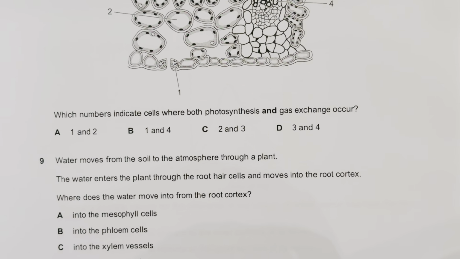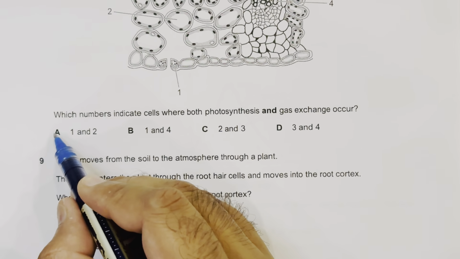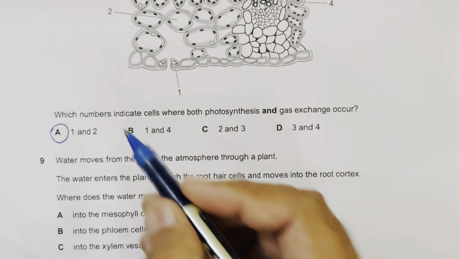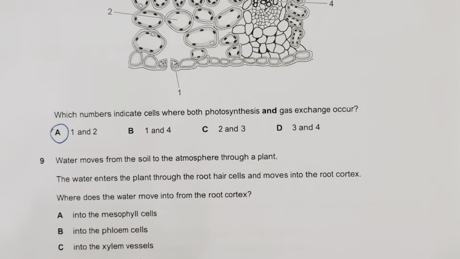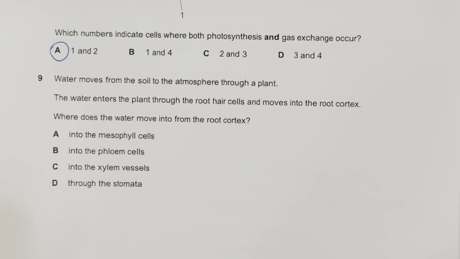Which number indicates where photosynthesis and gas exchange occur? We know that photosynthesis occurs in the guard cells and mesophyll cells. So option A is the right answer, 1 and 2. Moving to question number 9, water moves from the soil to the atmosphere through a plant.